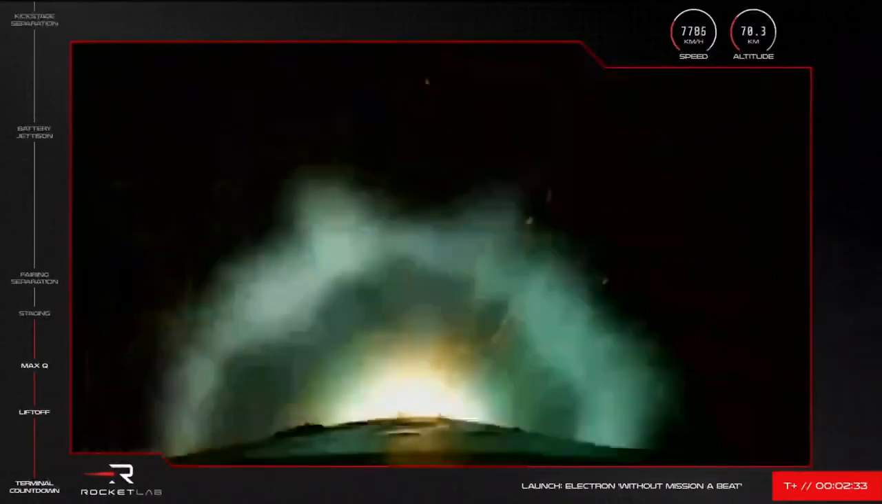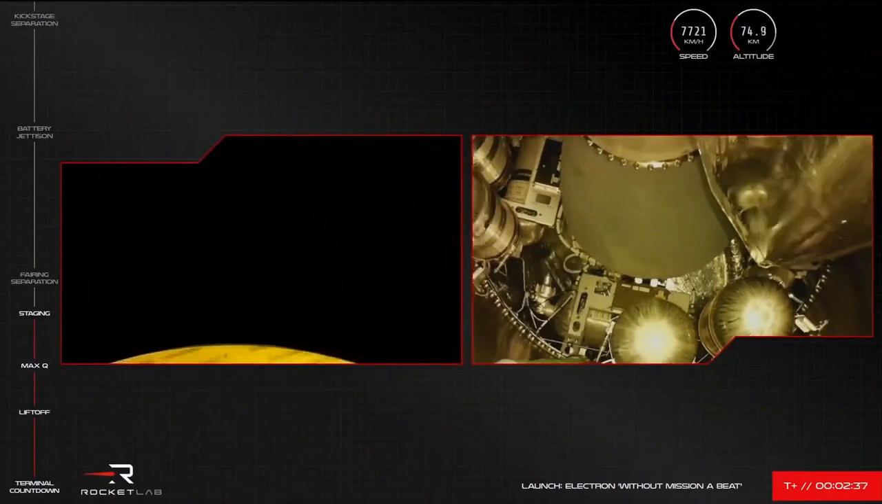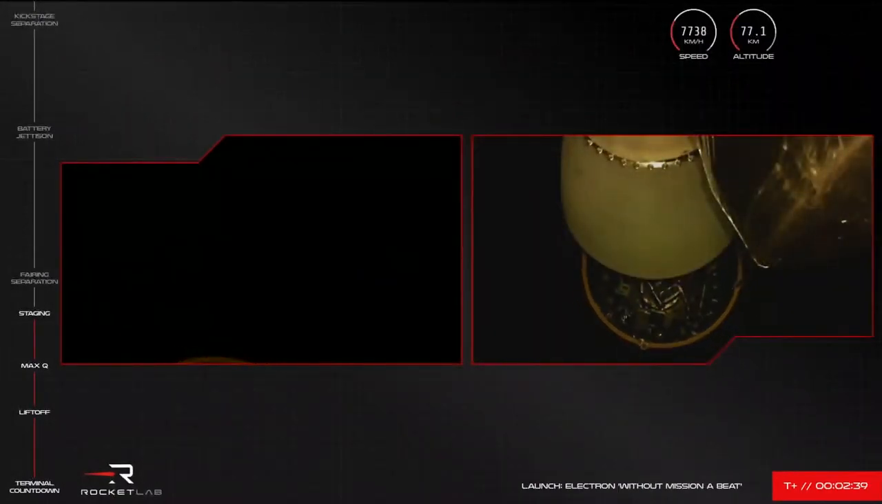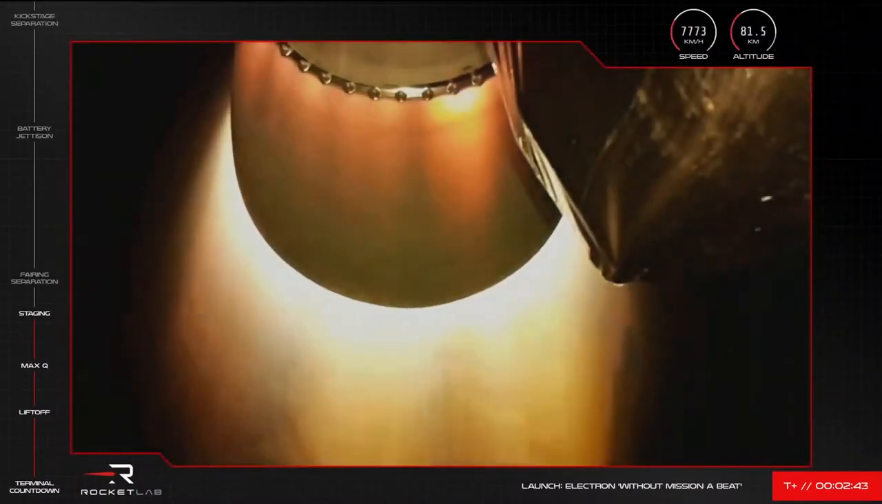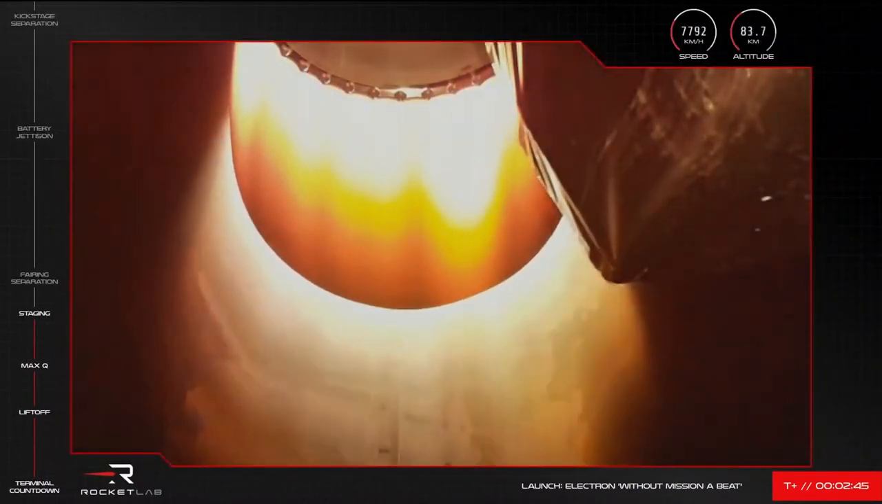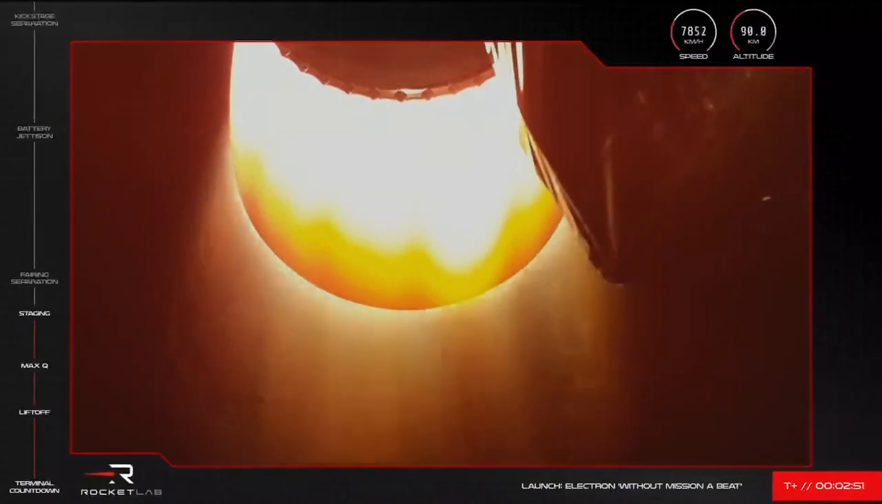MECO confirmed. Stage separation confirmed. Stage 2 ignition. There we go. We have confirmed a successful transition from the first to second stages of Electron's flight, with MECO, stage separation, and second stage ignition all nominal. You can now see the orange glow of the space-optimized Rutherford engine as it carries on into space.